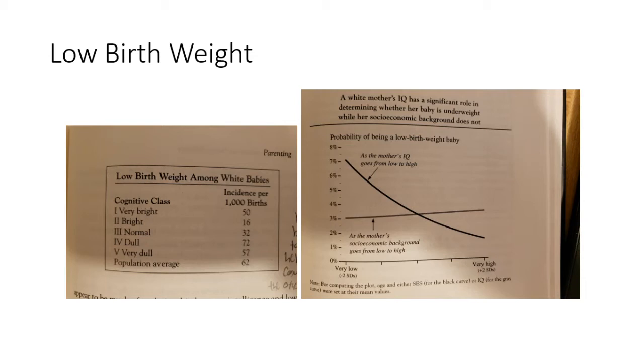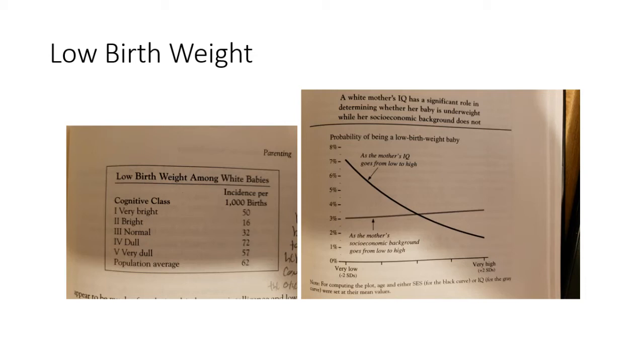That's interesting. Look at the very bright cognitive class: 50 incidences per 1,000. There's no real clear pattern. You can't really say that as you go down the cognitive classes there's a higher incidence of low birth weight, because look at that very bright class. That's still fairly high. The population average is about 62 per 1,000 births, right?